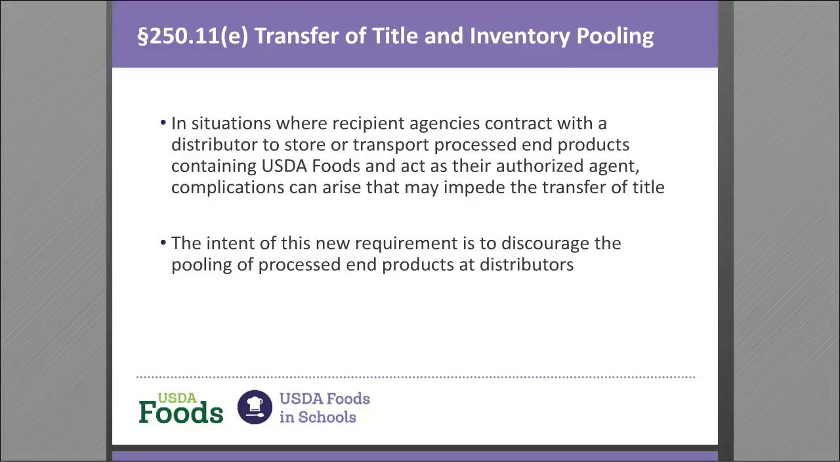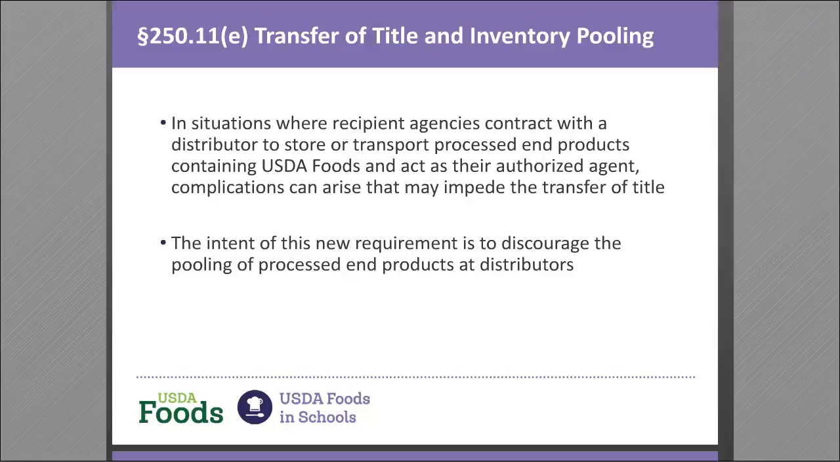The main reason we're making this change is to address challenges related to the tracking and reporting of value of USDA foods when distributors are included in the supply chain for finished end products. Because processors are not a part of the contractual relationship between recipient agencies and distributors, processors lose control of finished end products once they are delivered to the distributors.